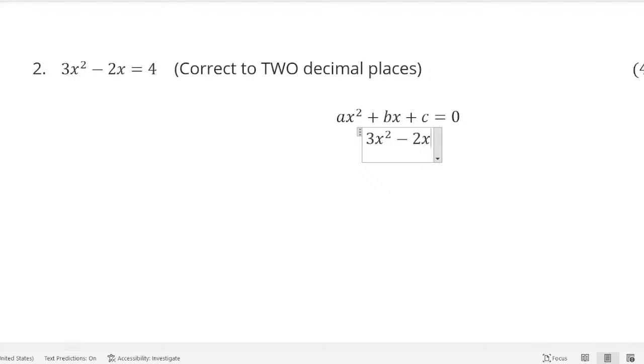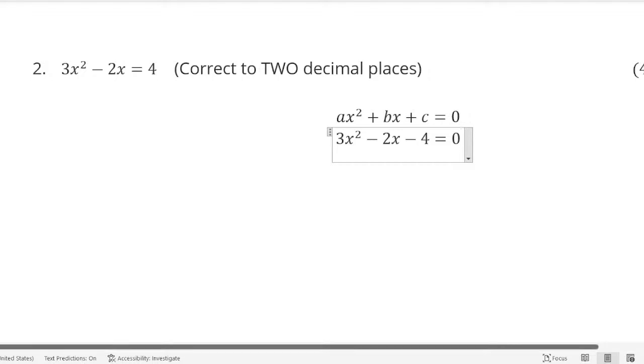It changes the sign every time you transpose a term. That is, you take a term from one side to the other side, it changes the sign. The 4 on the right hand side was a positive, so when it goes to the left hand side it becomes a negative 4. Then on the right hand side you are left with 0, you are left with nothing. So now it's in the standard form of ax squared plus bx plus c is equals to 0.